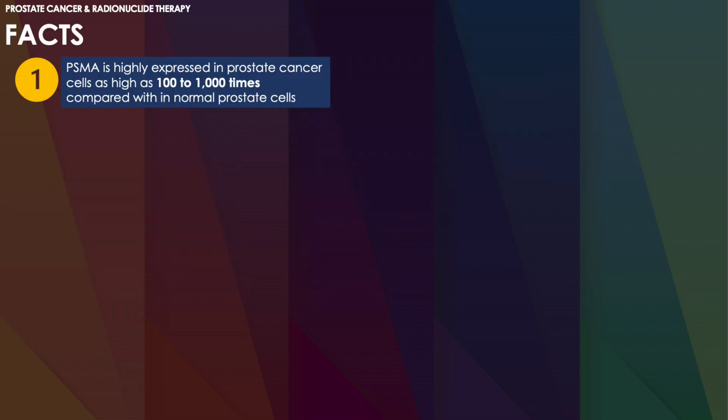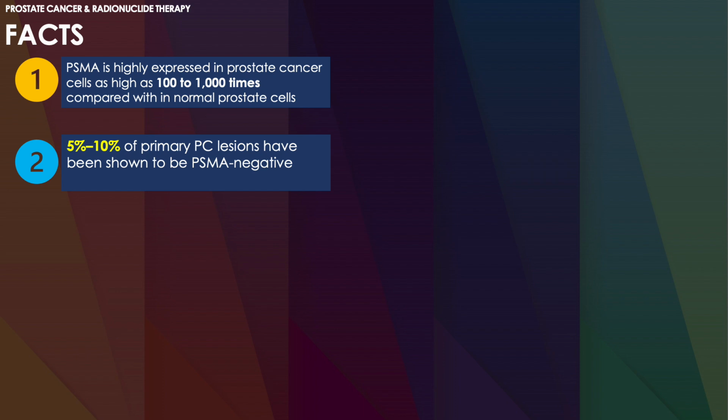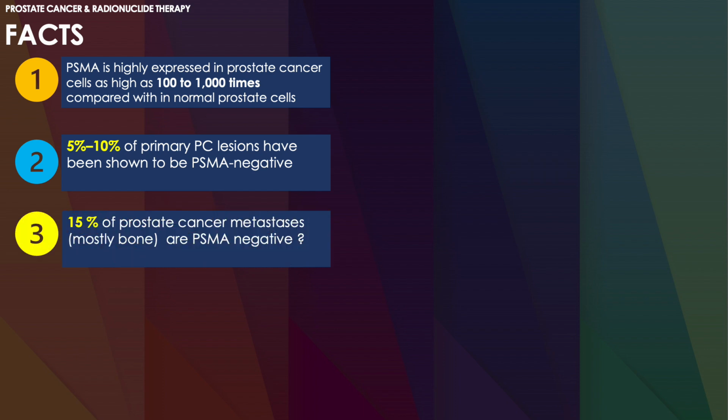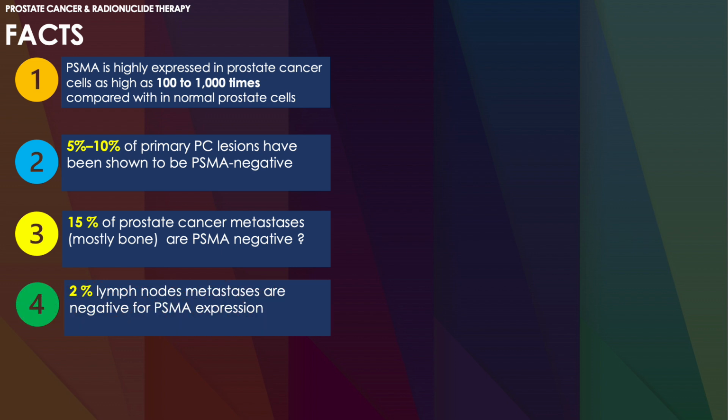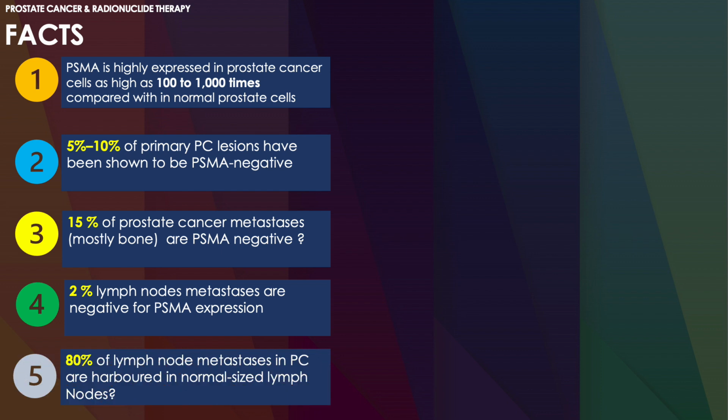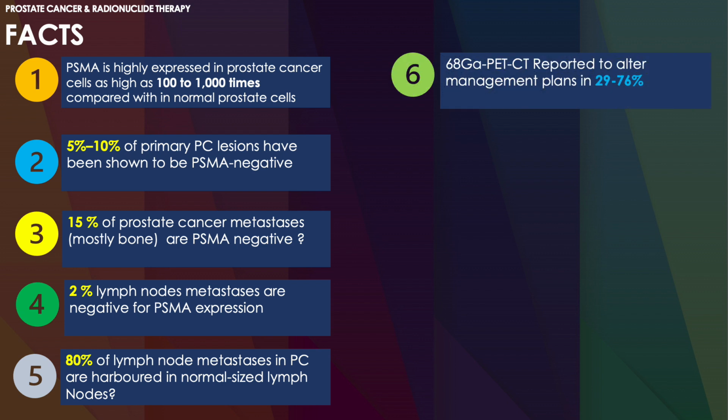So to summarize my presentation, PSMA is highly expressed in prostate cancer cells, as high as 100 to 1,000 times compared to normal prostate tissue. 5 to 10% of the primary prostate cancers are shown to be PSMA negative. 15% of prostate cancer patients are PSMA negative. 2% of lymph node metastases are negative for PSMA expression. 80% of the lymph node metastases in prostate cancer are seen in normal-sized lymph nodes.